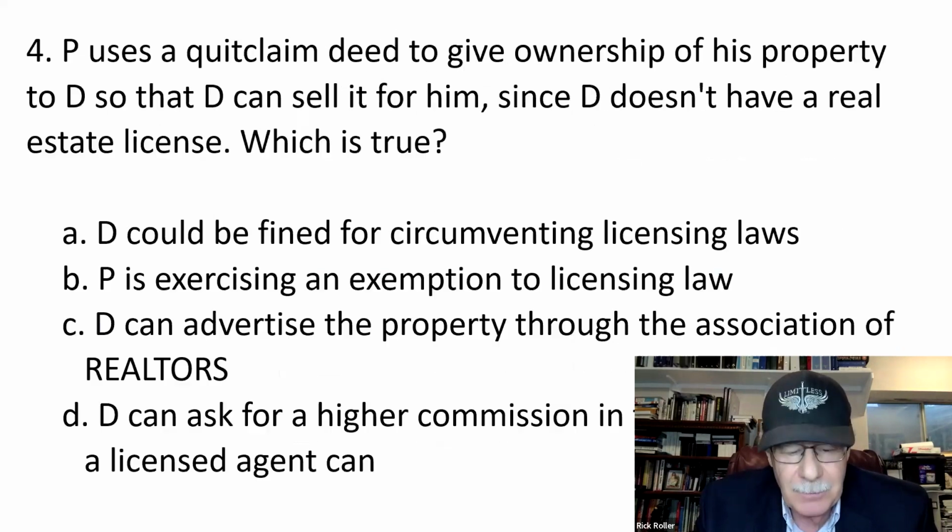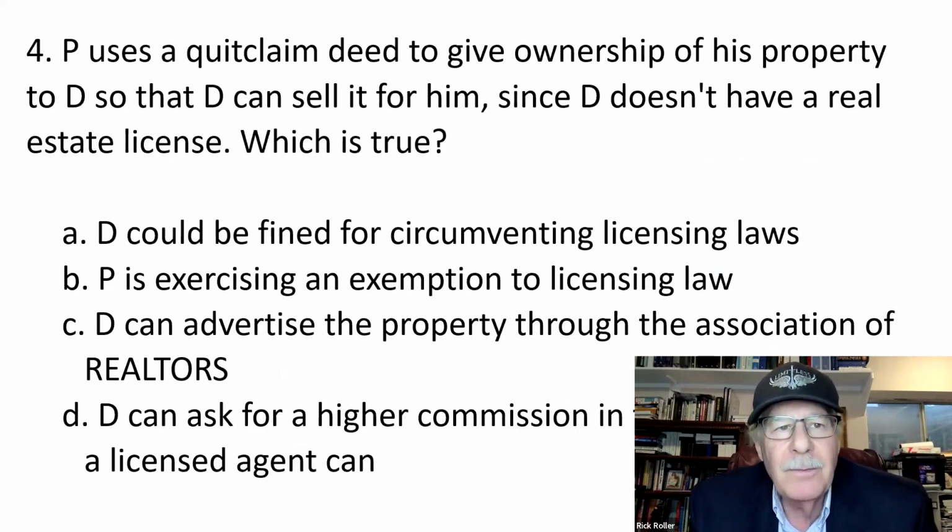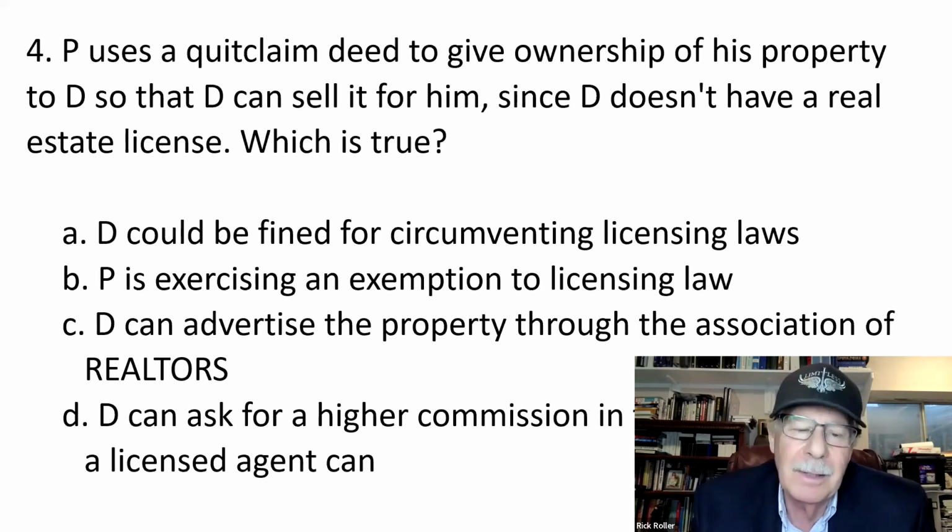Number 4 says, P uses a quitclaim deed to give ownership of his property to D so that D can sell it for him, since D doesn't have a real estate license, which is true. So what are you trying to do here? You're trying to circumvent the licensing law, because you know that if someone is an owner, they could sell their own property and they don't have to have a license. But in this case, what really happened here? Well, someone tried to circumvent the law.